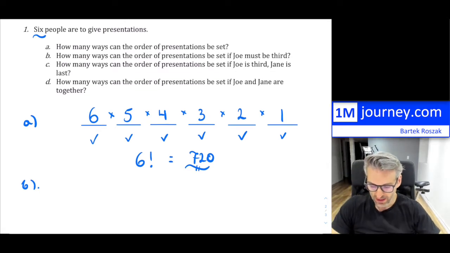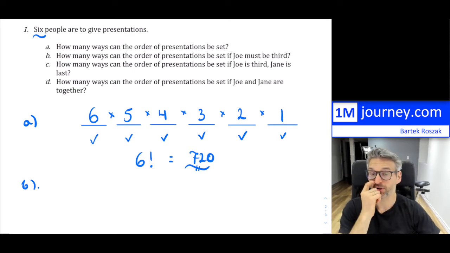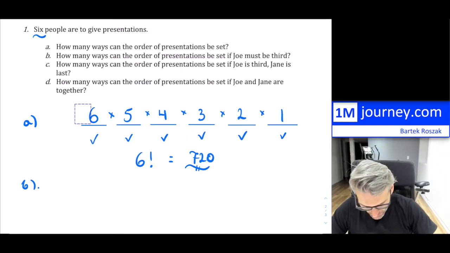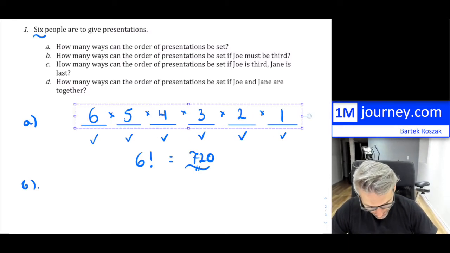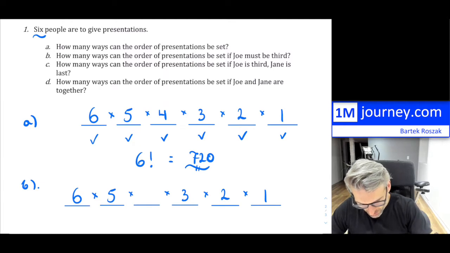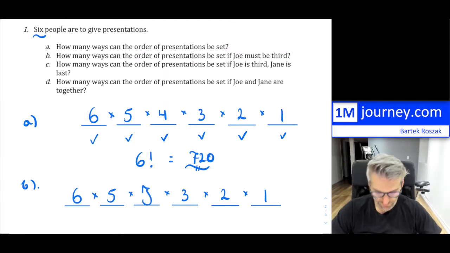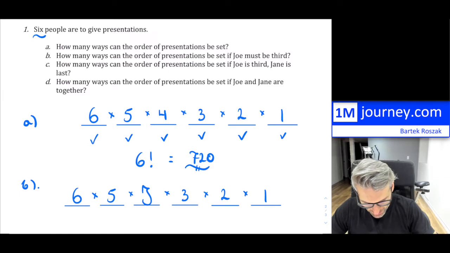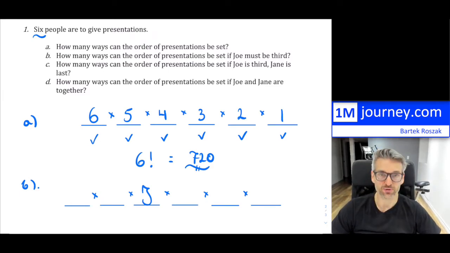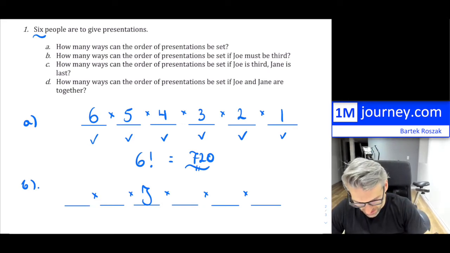So part B, how many ways can the order of presentations be set, let's say if Joe must be third? Well, in that particular case, I'm going to copy this and bring it down. Now this will change because in the third spot we are fixing. So Joe is going to be on the third spot, which means that we no longer have 6 people to try to order if Joe is going to be stuck at third. That leaves us 5 people.